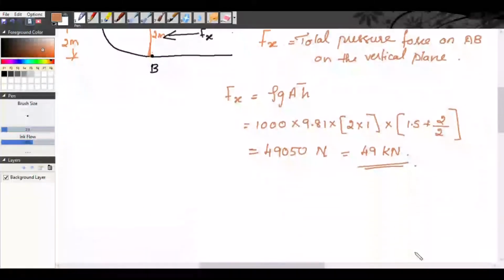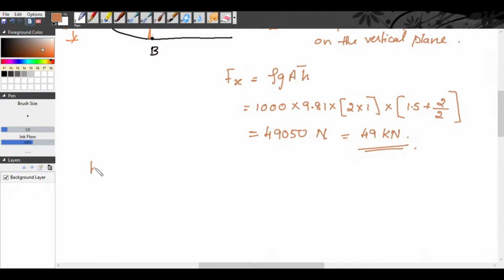Now, what is the point of application? We know the formula: h star is equal to, for the vertical plane, Ig by A h bar plus h bar. Ig means moment of inertia. Now we are considering the vertical plane, so Ig for the vertical plane is b d cube by 12, divided by the area. Area is 2 into 1 into h bar.